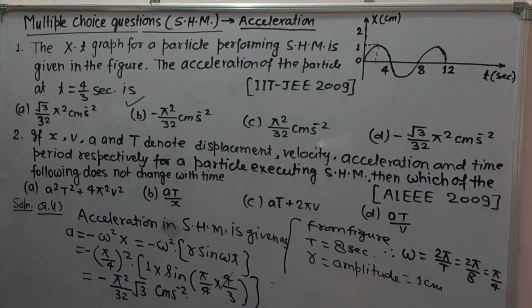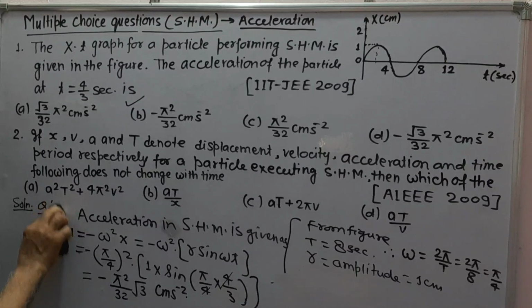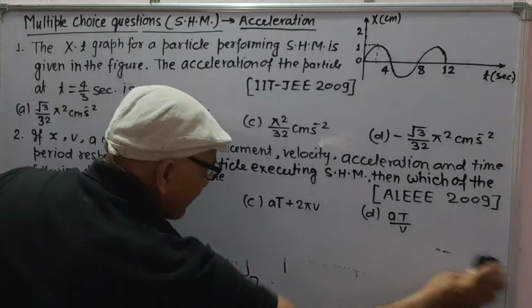Next, question number 2. The question is, if x, v, a and T denote displacement, velocity, acceleration and time period respectively for a particle executing simple harmonic motion, then which of the following does not change with time? So, solution to question 2.